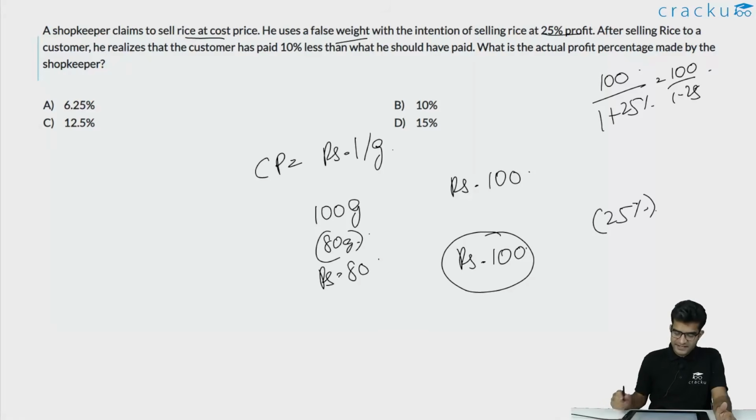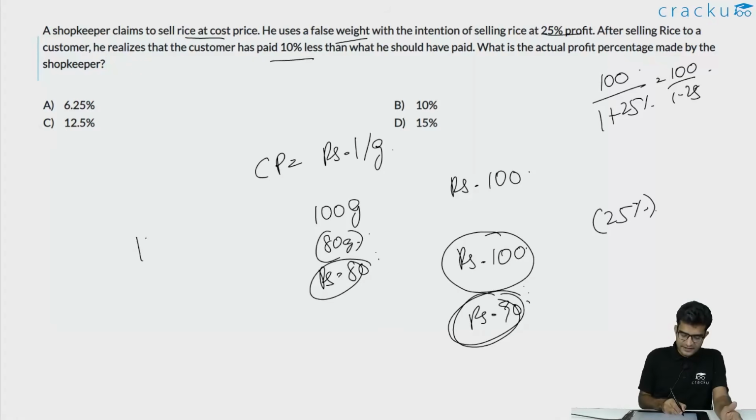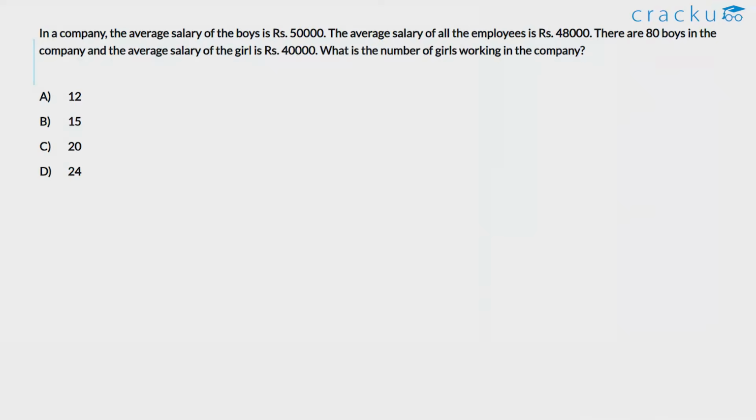So he used this false weight to show 80 grams as 100 grams, and he wanted to collect rupees 100. But then he realized that the customer paid 10% less than what he should have paid. So instead of paying rupees 100, he actually paid only rupees 90. The cost price is 80, the selling price is actually 90. So the profit is 10, and the profit percentage is 10 divided by 80 into 100, which is equal to 25 by 2, which is 12.5%. This is the profit.